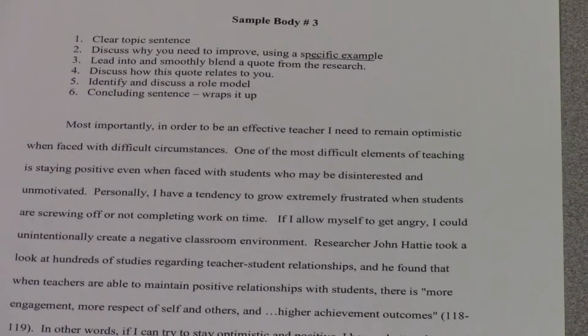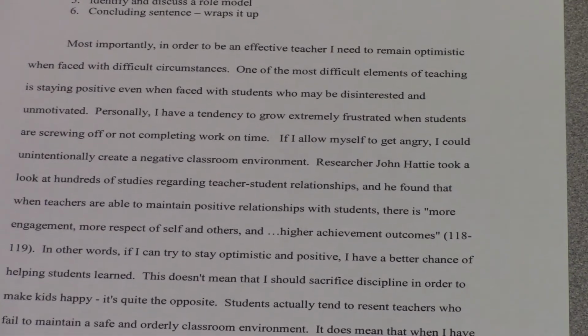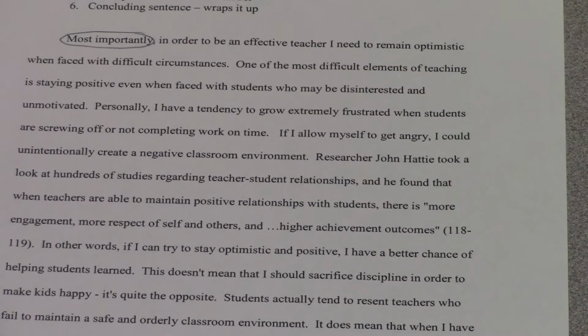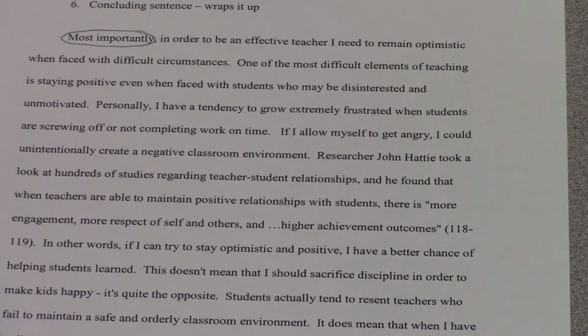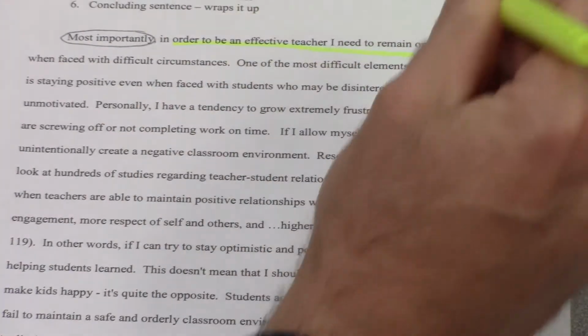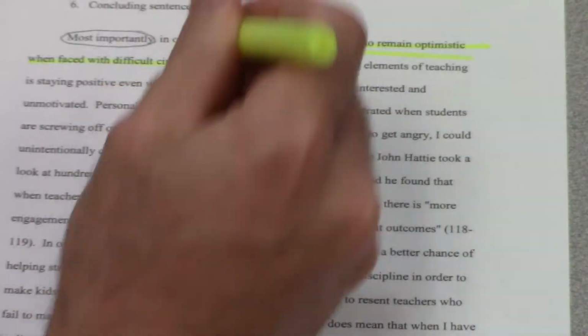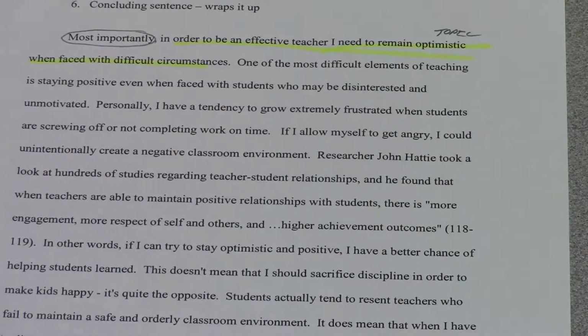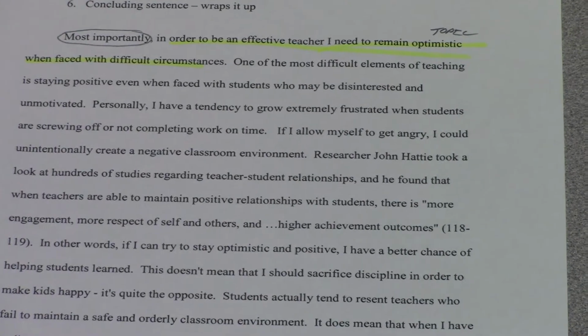Okay, I'm going to go pretty quickly through this. We're going to start off with a clear topic sentence. Most importantly, good transition. This was my most important point, so I use the transition most importantly. "In order to be an effective teacher, I need to remain optimistic when faced with difficult circumstances." So here's my topic, remaining optimistic. All right, so I'm going to focus on that.